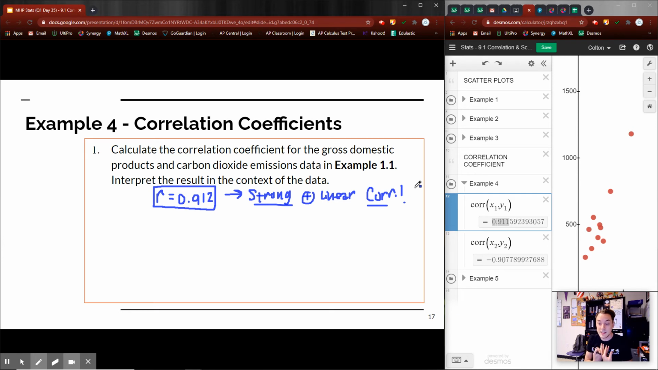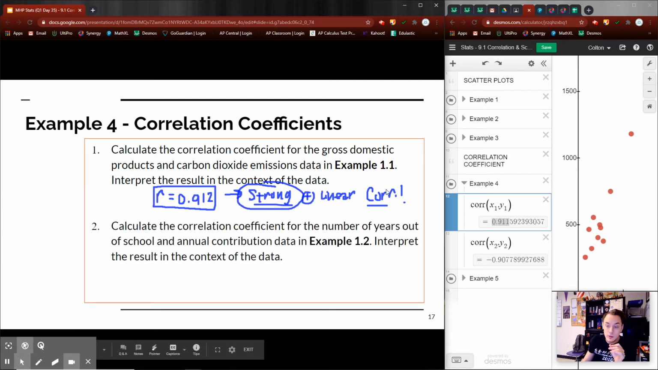Okay, we already did this example. We already plotted the scatter plot in example 1.1. Now what we're looking at is whether or not it's strong. Well, this is a very strong positive linear correlation. Perfect. That's what it's entailing. Awesome. I hope that makes sense.